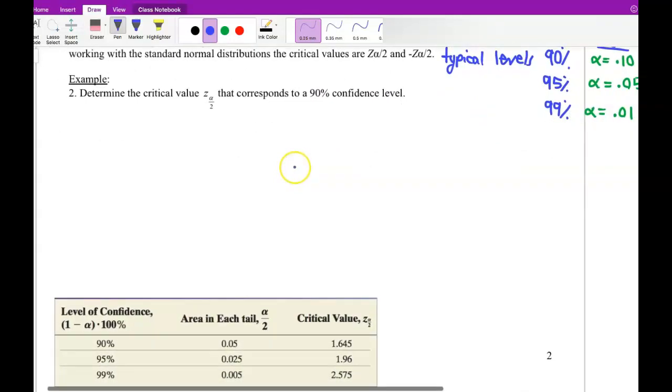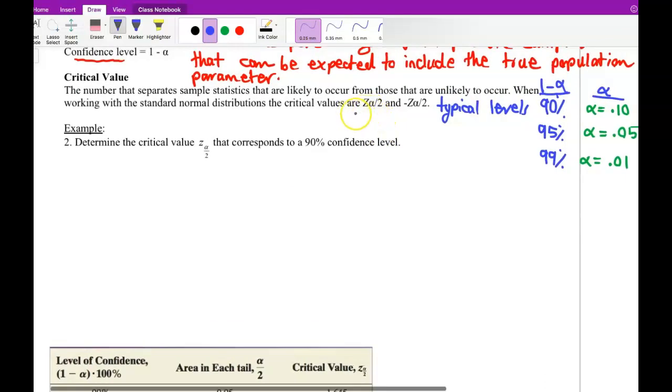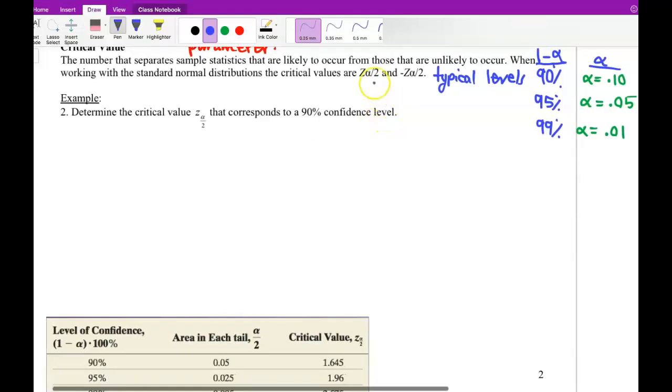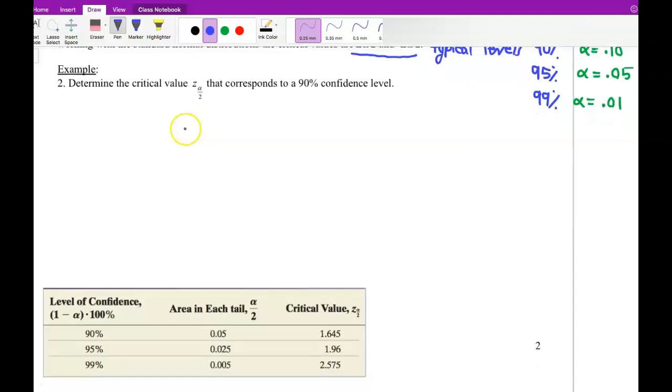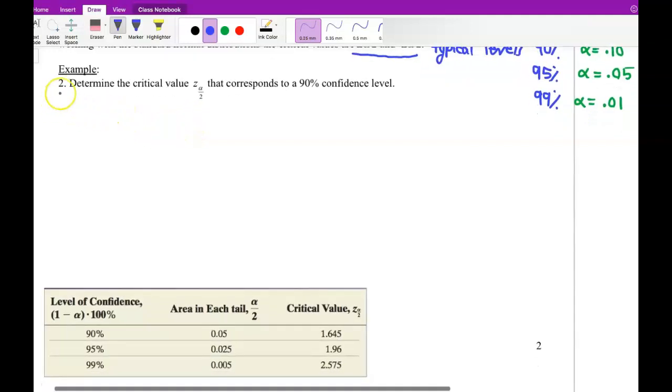Okay, now example. On this part, we need to find the critical value. And the critical value based on what we have here is equal to z alpha divided by 2, and also negative z alpha divided by 2. Okay, so we're going to use these on this part. So I have z alpha divided by 2. So first, finding, this is given, the confidence level is 90%.